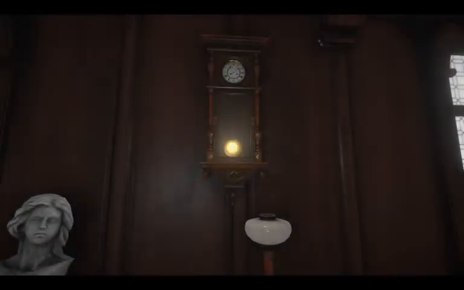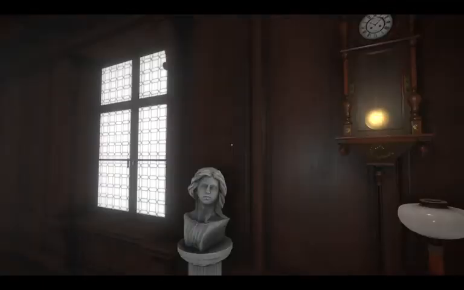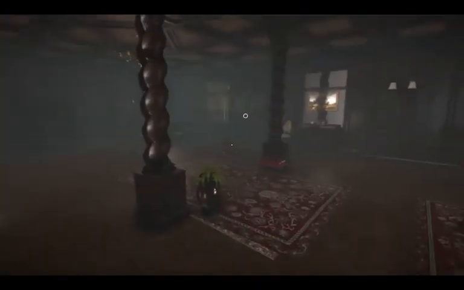Flip me around there too much. What am I looking at? I gotta go that way? Or do I? Yeah, I do. Okay. Towards the door.